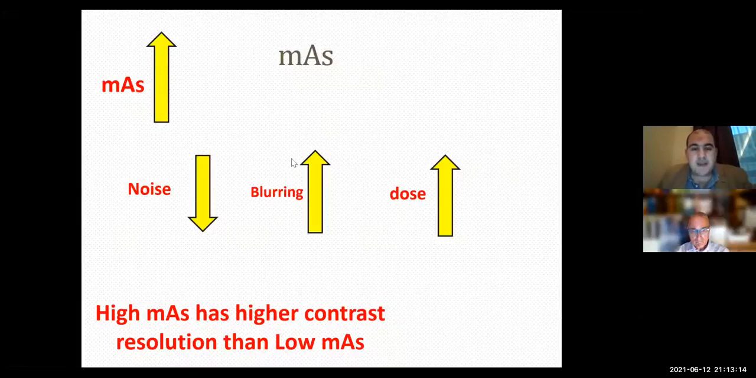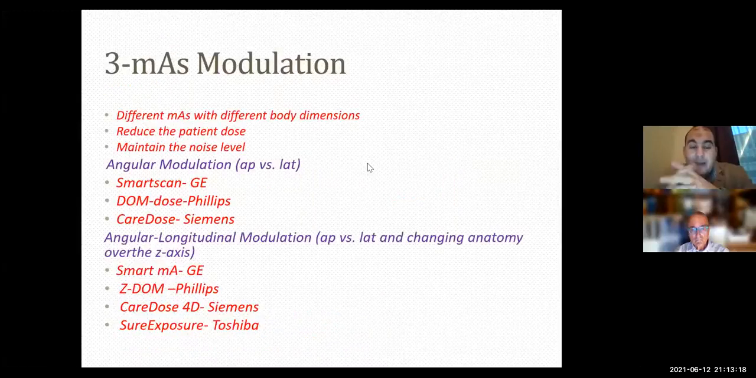Okay, third parameter, which is very important, milliampere modulation. You will find different names of milliampere modulation with different vendors like SmartScan in GE, DOM for Philips, CareDose for Siemens. This is for angular modulation, and for longitudinal modulation and angular modulation, you'll find Smart Milliampere in GE, DOM for Philips. What is the concept of this modulation technique that we have?